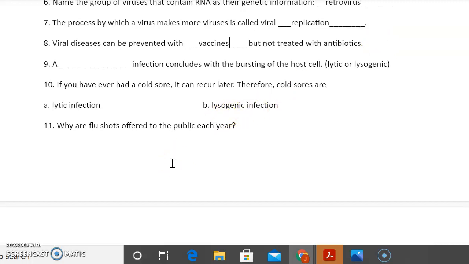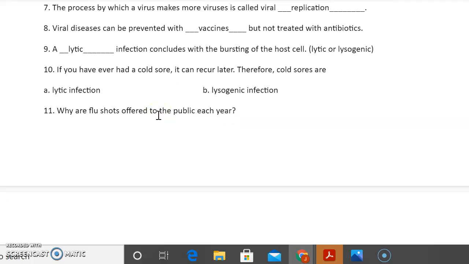A blank infection concludes with the bursting of the host cell. That would be a lytic infection. To lyse something means to break it. So it bursts open in a lytic infection. Okay, that's the short name. Short name goes with the short infection. It invades the cell, replicates pretty rapidly, fills up the cell, bursts open and spreads out. All of a sudden, you're sick as a dog. That's a short infection, short name, lytic infection.